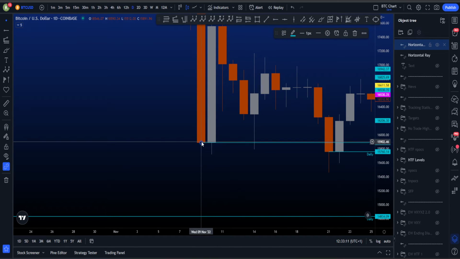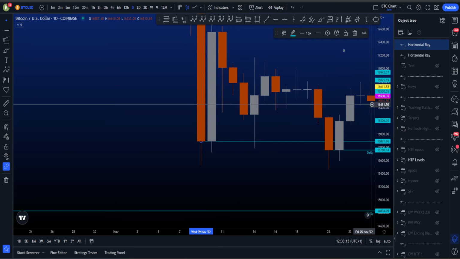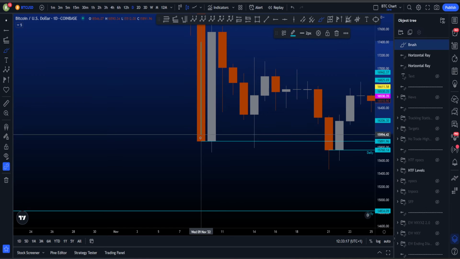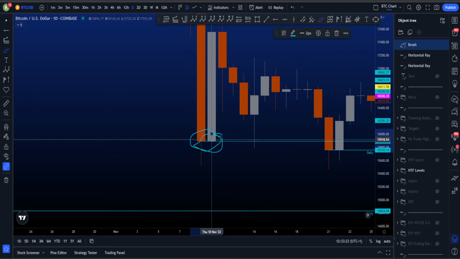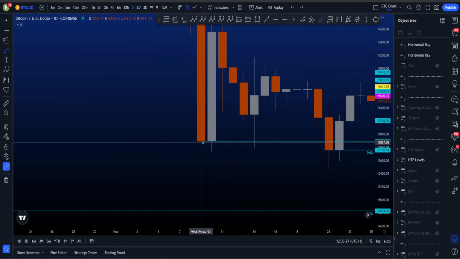So now we are on Wednesday the 9th and Thursday the 10th of November 22. And you can see we moved down on the 9th. The next day we moved up on the 10th. So this then becomes a support area. We found support over here for the next day to move to the upside, and this open close becomes a daily level because we are on the daily time frame.